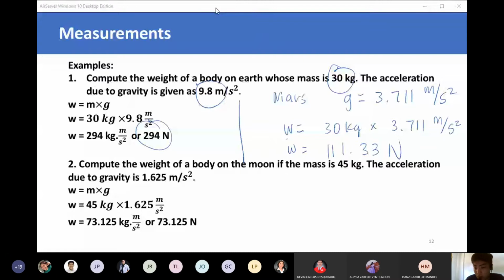So for example, you are lifting weights. You want it to be easier to lift, so you go to Mars. At least the weight is reduced by more than half. Okay. So if you find it too heavy, go to Mars, or the Moon also works. So that's the idea. The mass is still the same, but the weight changes depending on the celestial body's gravitational acceleration.